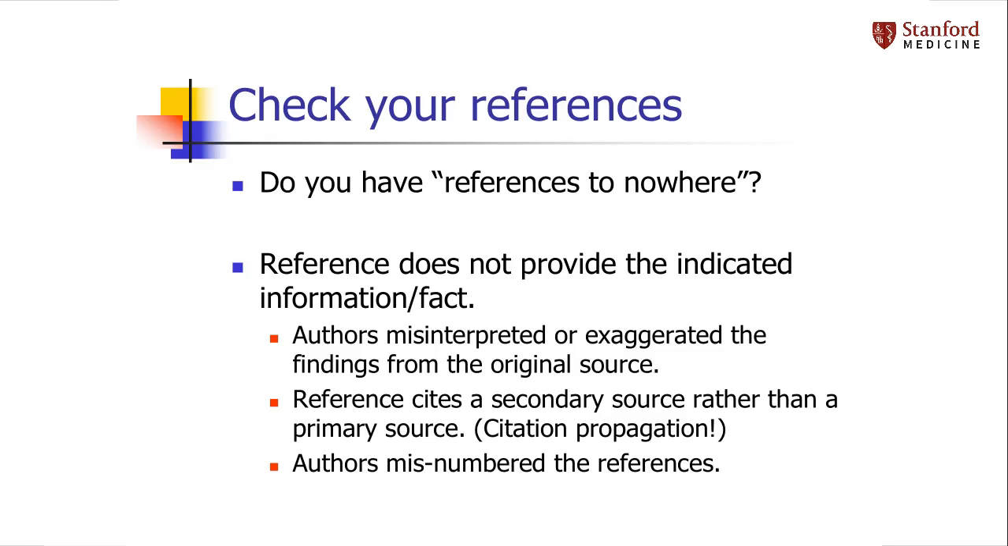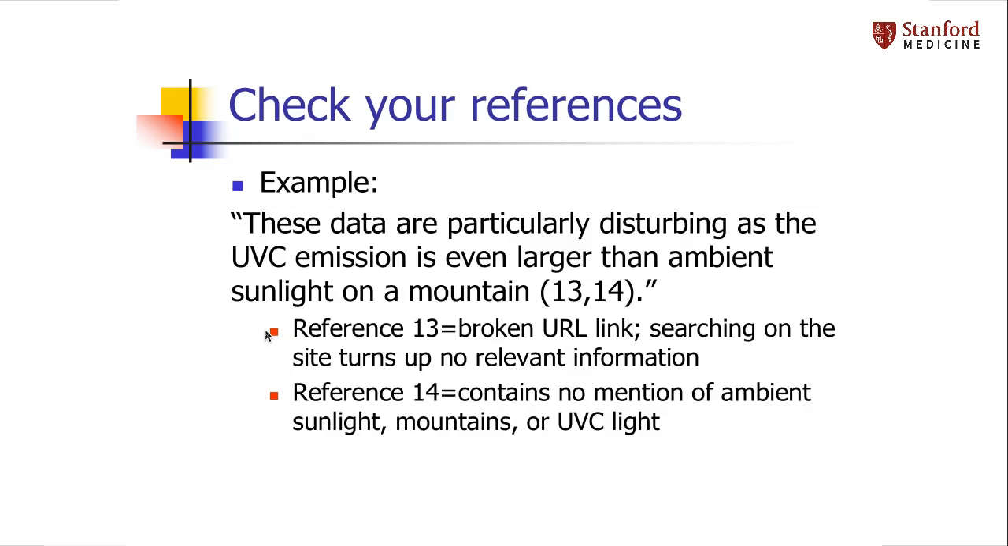And then sometimes authors just misnumber references, or they put the right reference in the wrong place in the paper. Using a reference manager program like EndNote can help avoid that kind of problem. But here's an example. I was writing about UVC light a few years back, and I was reading a paper. I got to this sentence.